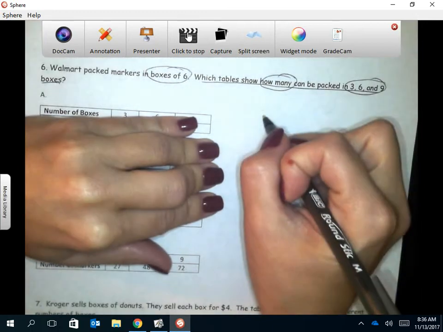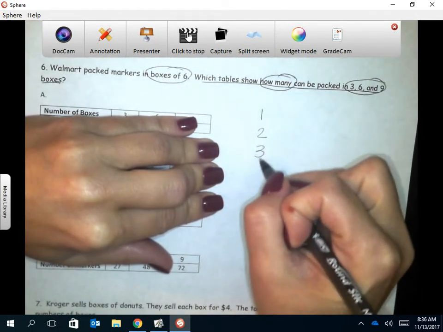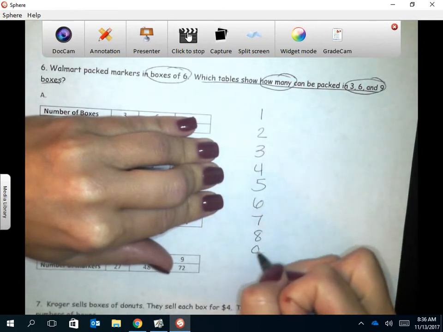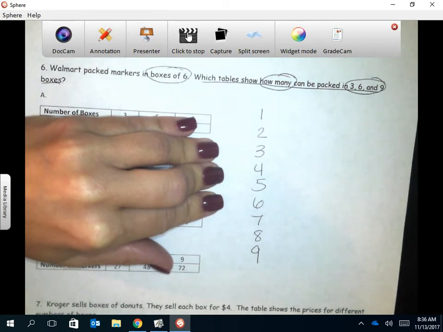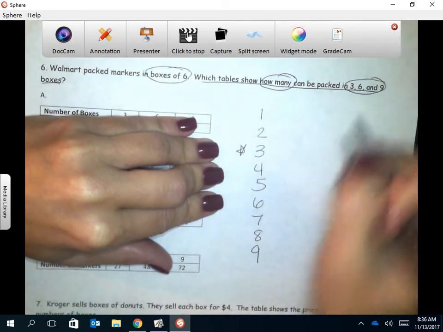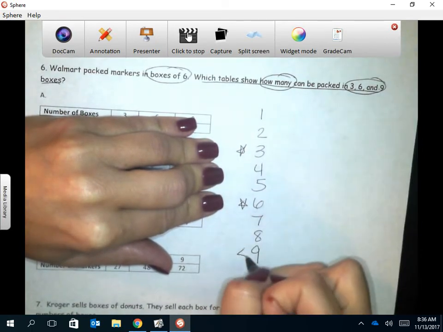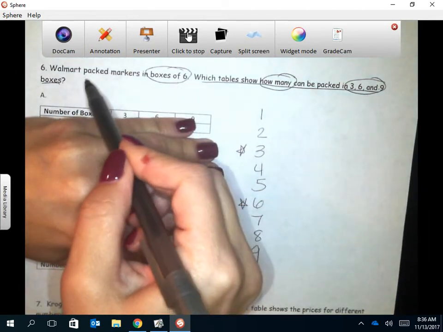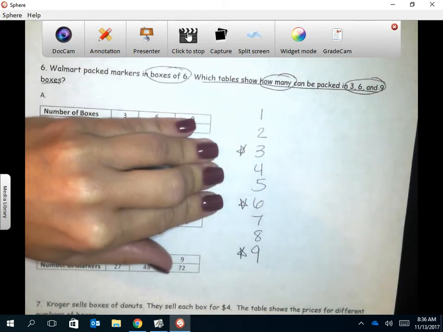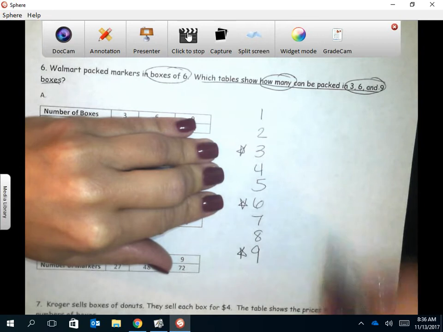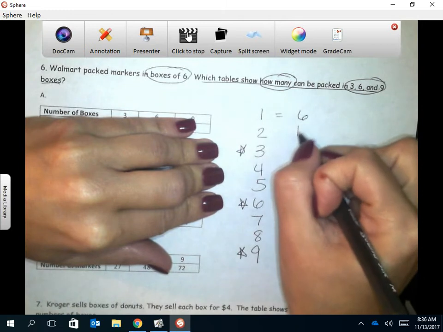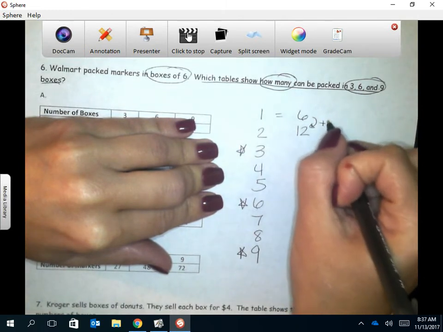Okay? So here's 1 box, 2 boxes, 3, 4. I'm going to go all the way to 9. 5, 6, 7, 8, 9. So when I figure out the rule and I figure out what would go in each of these boxes, I know I need to look for number 3, 6, and 9. Those are the important ones that I'm having to look for. The rule in this one, it tells me right here, Walmart packed markers in boxes of 6. So 1 box had how many? 6. 2 boxes would have what? 12. So if I'm going this direction, I'm just adding 6 each time.